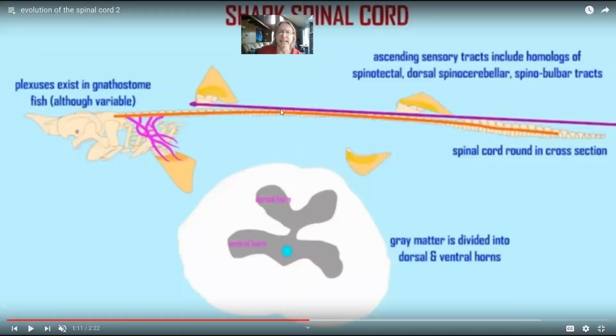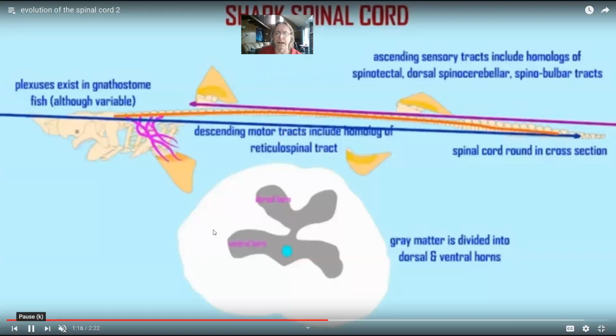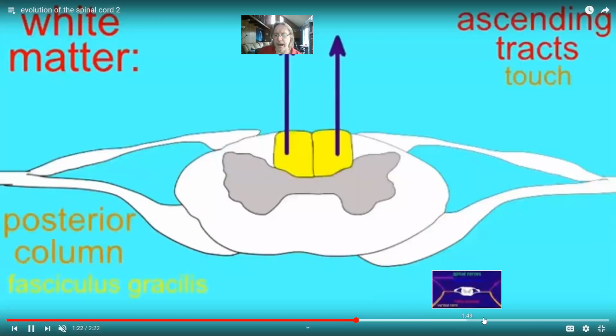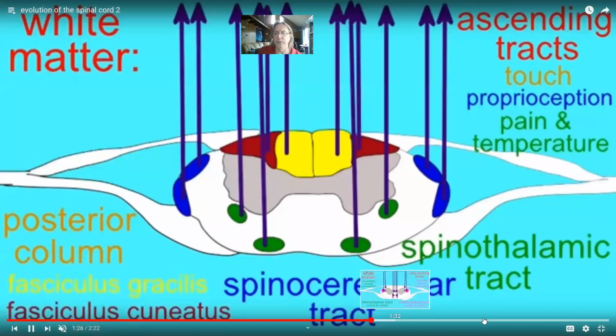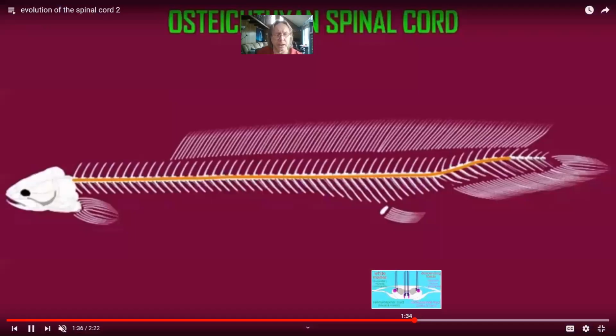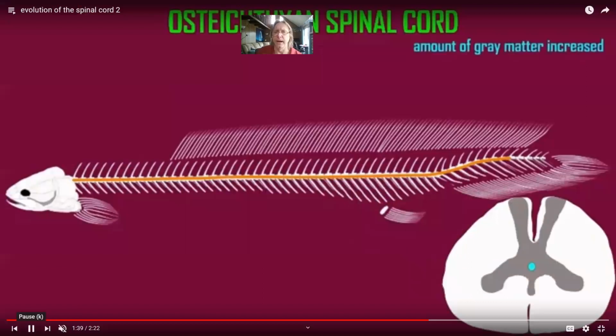Now, some of the ascending tracts which we see in sharks are homologs of ascending tracts which we see in humans, and the same would apply to some of the motor tracts, like the reticulospinal tract I had mentioned earlier. Once again, there's an organization here, and some tracts are myelinated, some are unmyelinated, as we will see in the higher vertebrates as well. And so by the time of the first jawed vertebrates, spinal cords had a few more similarities to those of humans.